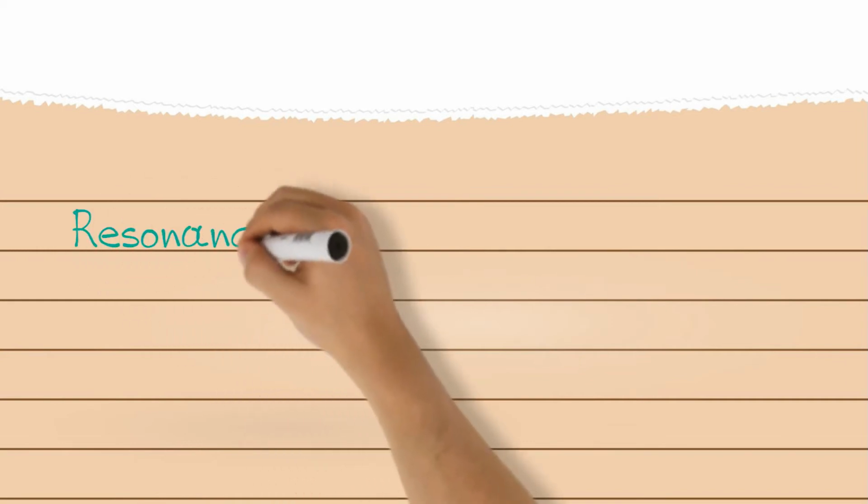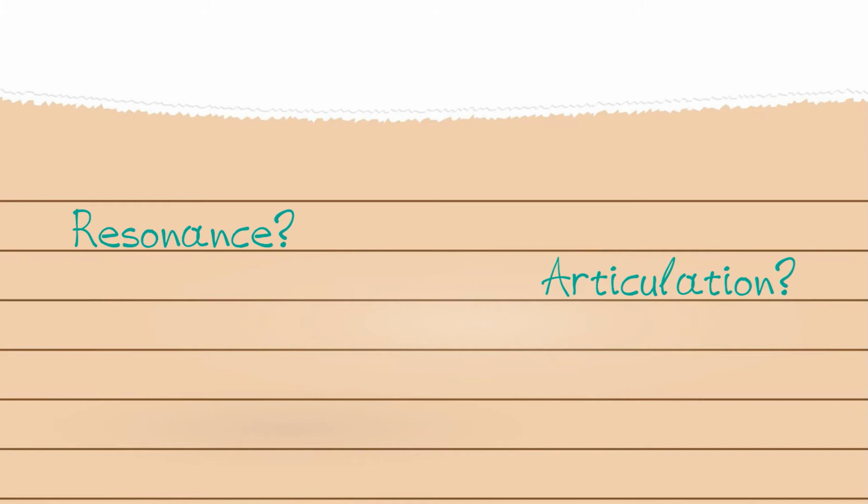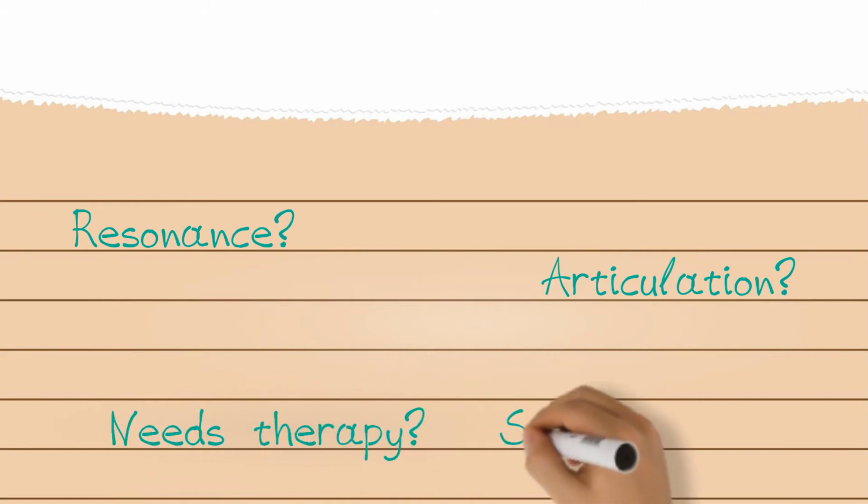So how do we work out whether the child has a resonance error that will need surgery to improve, an articulation error that will likely improve on its own, an articulation error that needs speech therapy to improve, or a combination of these? Well, at this point, I would like to introduce you to our cleft team speech pathologists.